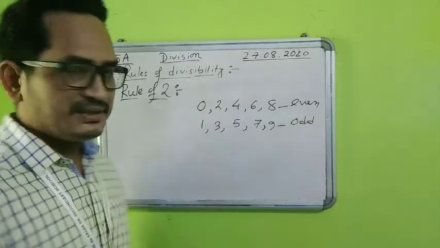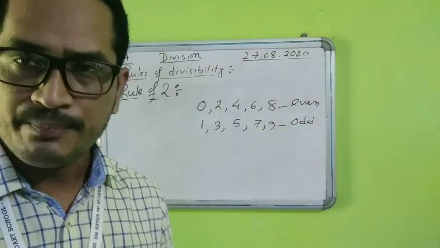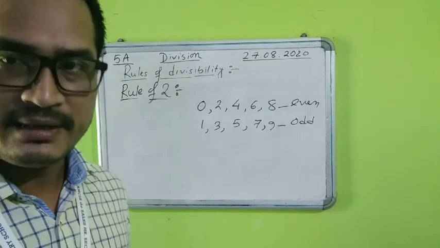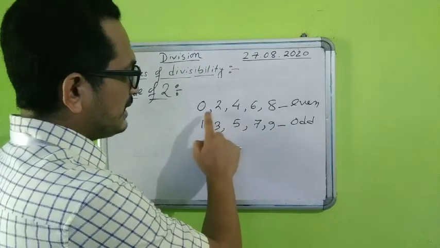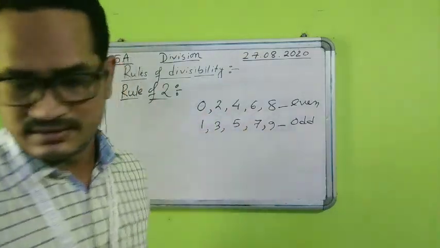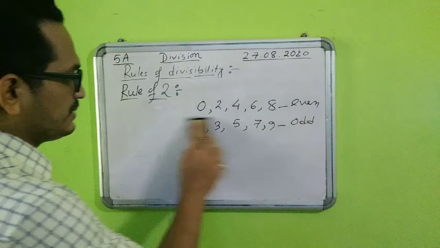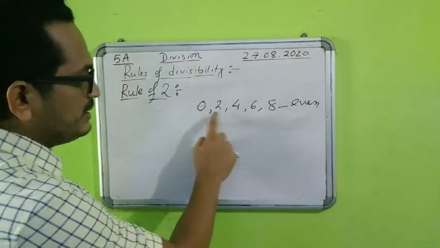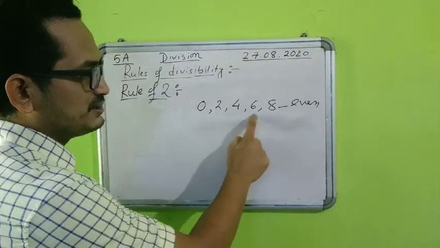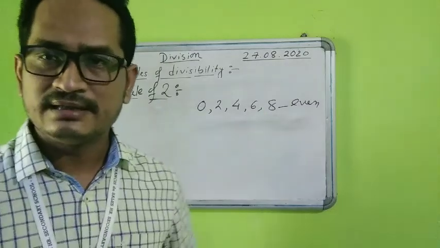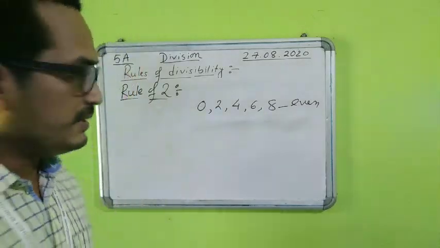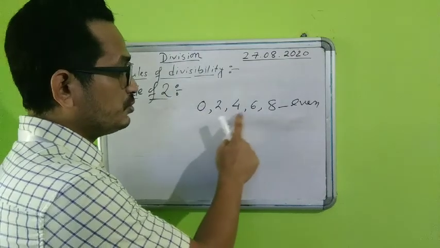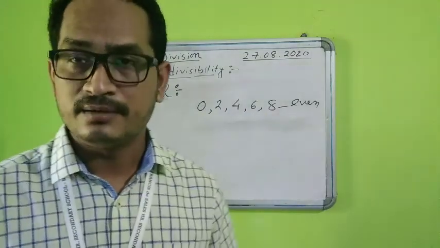Now this concept is important for the rule of 2. Why? Because when a number is divisible by 2 exactly, that means it can divide without remainder, then the last digit should be an even digit. It should not be odd. That means if the last digit of any number is 0, 2, 4, 6 or 8, or you can say indirectly that the number is even, because if the ones place digit is 0, 2, 4, 6 or 8, then we call it an even number, isn't it?